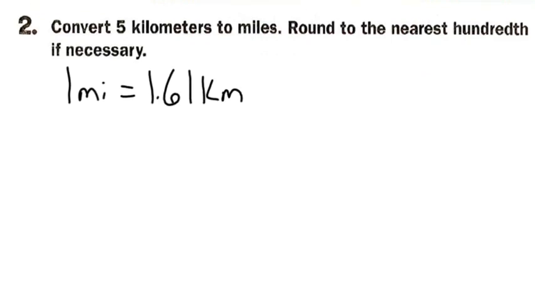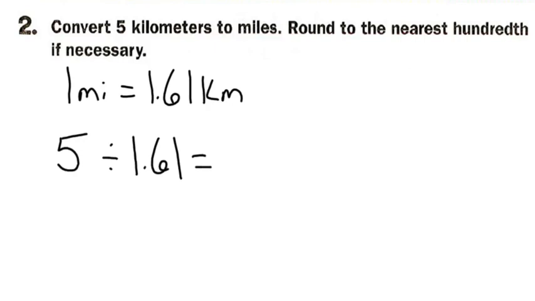So I've got 5 kilometers. So I know that every 1.61 kilometers is equal to a mile. So I want to ask myself, if I have 5 kilometers, how many groups of 1.61 do I have? Well, that's a division problem. So we simply do 5 divided by 1.61.